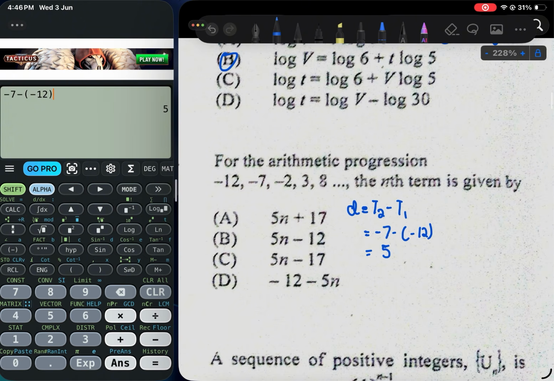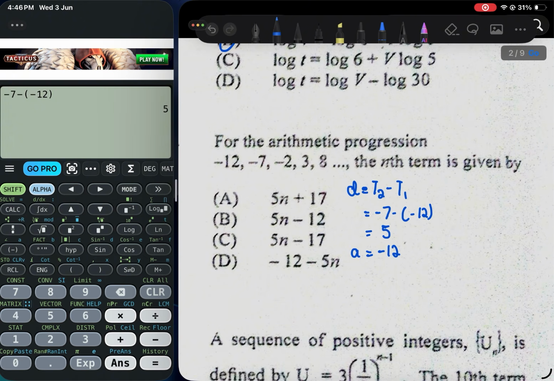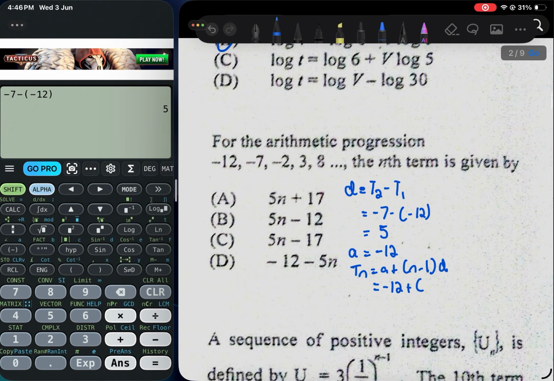And our first term, which is a, is -12. And we know that the nth term can be given by a plus (n minus 1)d. So -12 plus (n minus 1) times the common difference 5, is equal to 5n minus 5 minus 12, which is 5n minus 17. So the answer would be C.